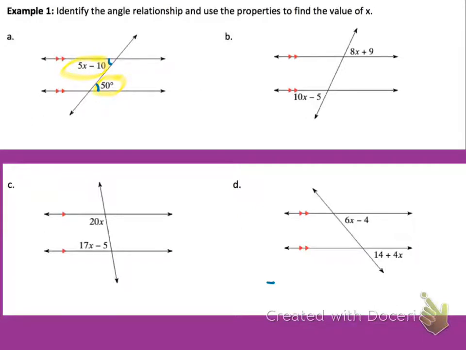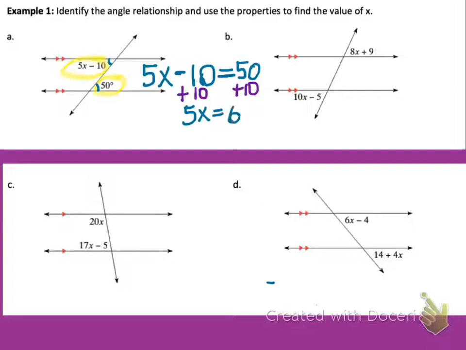So anyway, I know these are equal, so I'm going to say 5x minus 10 equals 50. To solve, I'm just going to add 10 to both sides. That leaves me with 5x equals 60. Oops, 5x, not 50, but 5x equals 60. Divide both sides by 5, and I get x is 12. So that's all they asked me to do, was to find the value of x.